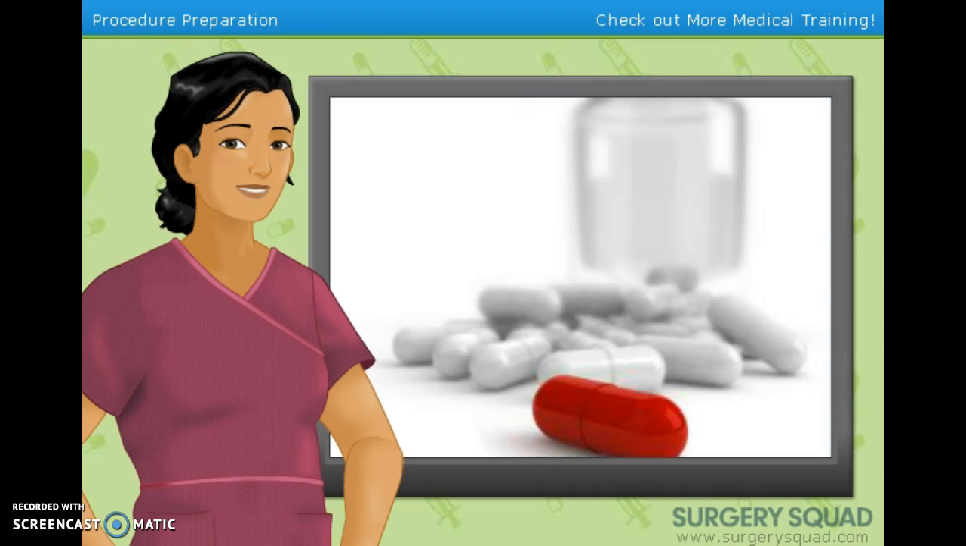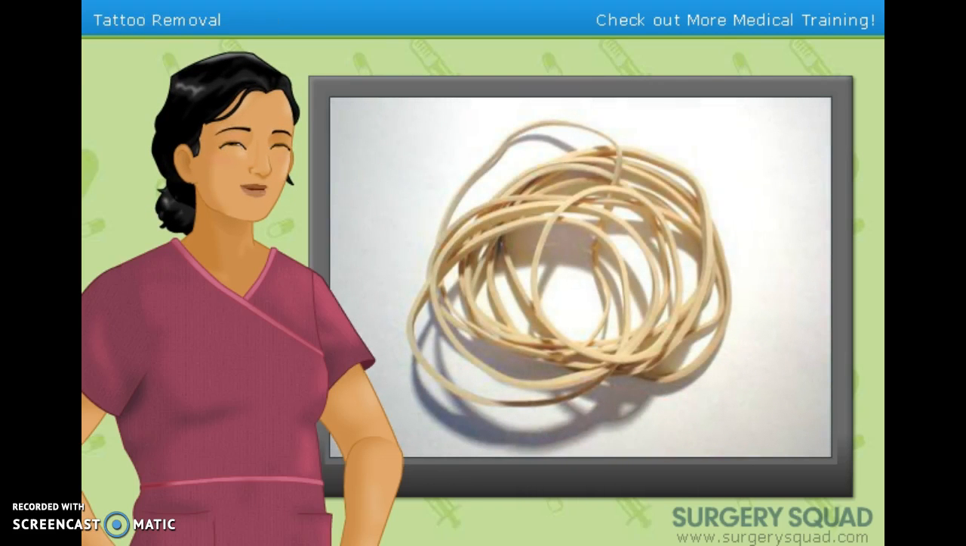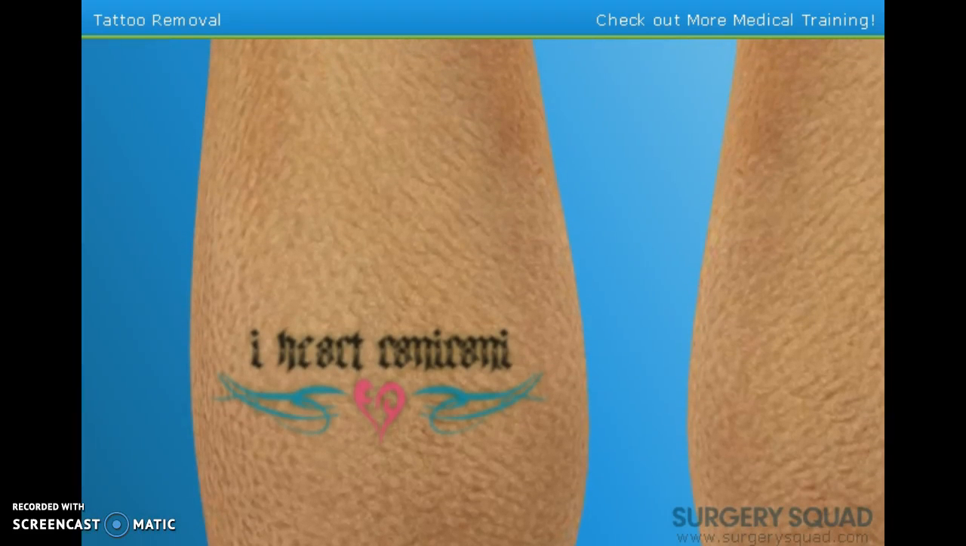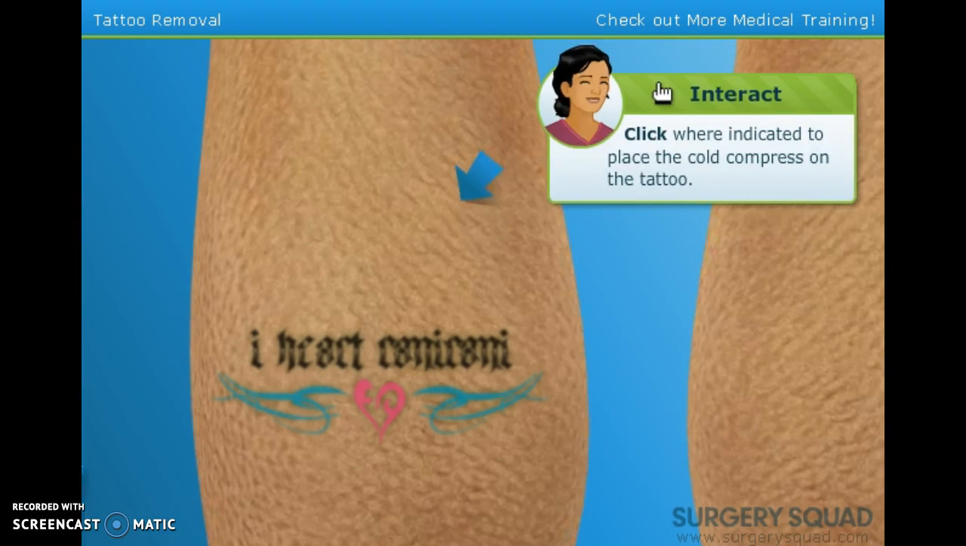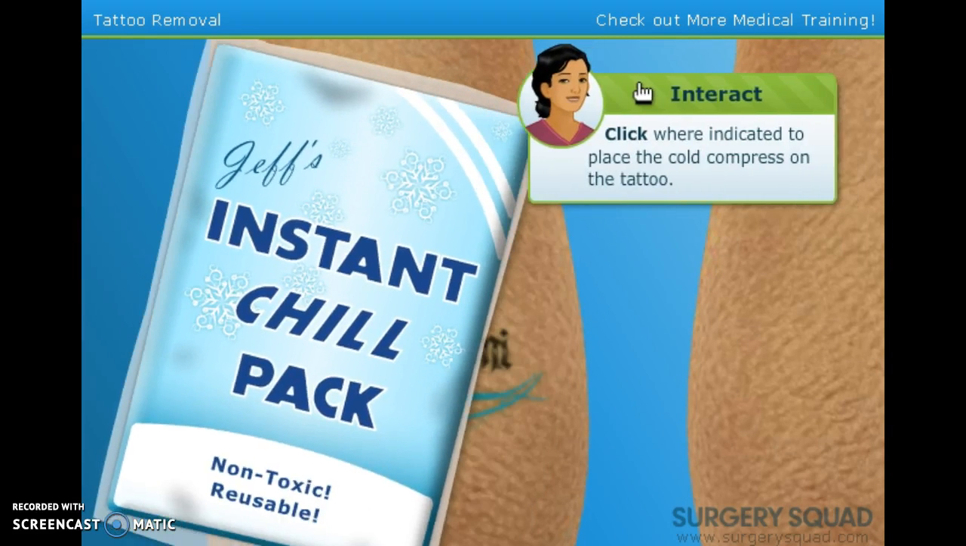So let's get started. A lot of patients describe the pain from the laser as feeling like 100 rubber bands striking the skin at the same time. So to begin the procedure, we'll need to place a cold compress on the tattoo for a few seconds. This will help reduce the pain caused by the laser. Go ahead and place the cold compress on the tattoo.